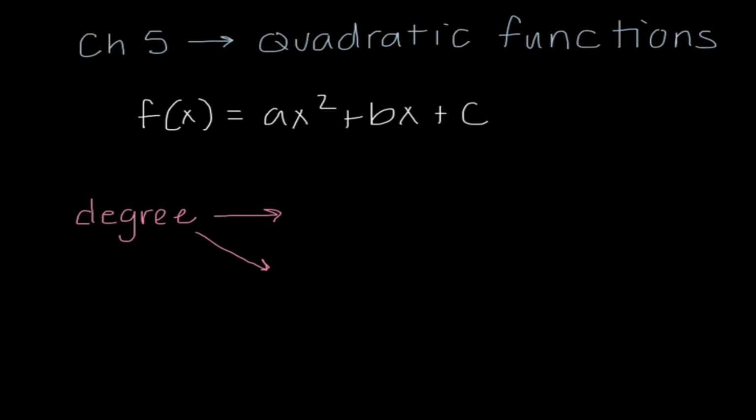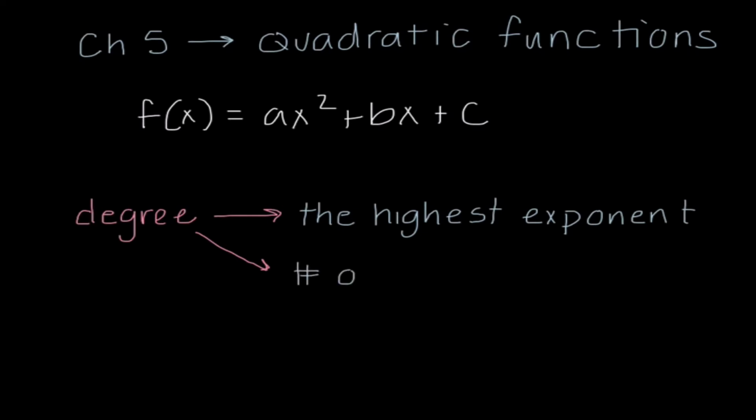And I want to start by talking about what we call a degree. A degree is the highest exponent in a function. So in this case, clearly it is 2. And what the degree tells us is the number of zeros. We'll get more into this term in a second, but just know this is a huge concept.